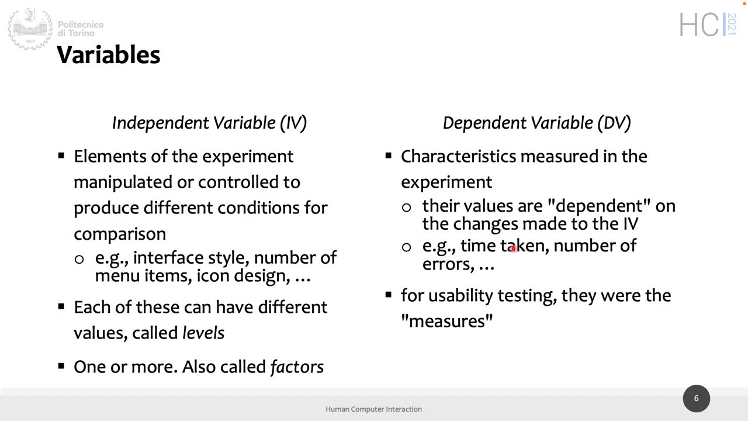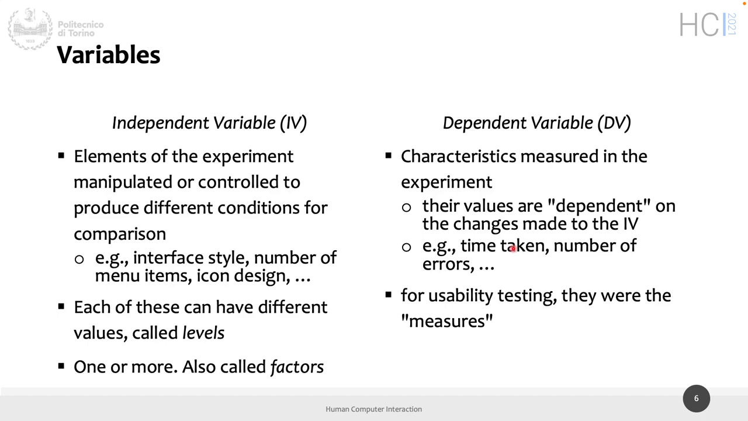Okay, so before going to hypothesis, let's speak about variables, which are fundamental for hypothesis. We have mostly two kinds of variables. For a controlled experiment, we have the independent variable and the dependent variable, or variables. We can have multiple independent variables and multiple dependent variables. So which are the independent variables? The independent variables are the elements that we are going to manipulate, or that we control, to produce different conditions for our comparison. So in the example before, we said we have two versions of the same page of the application. These two versions, the user interface, are the independent variable.